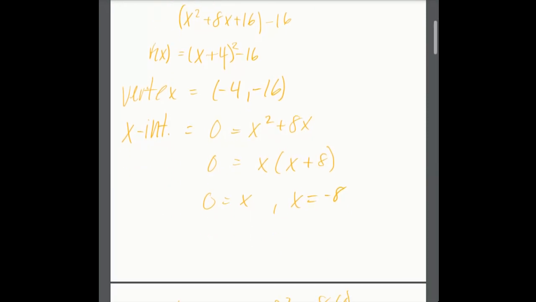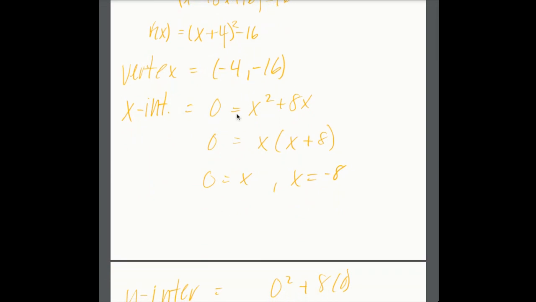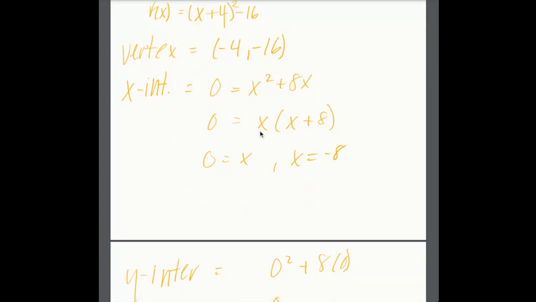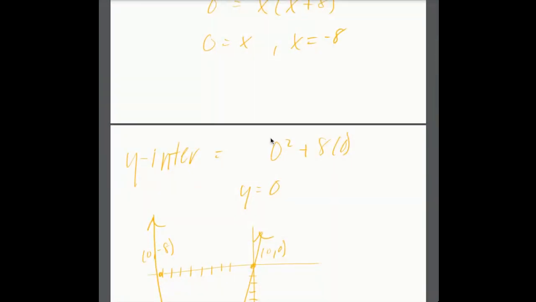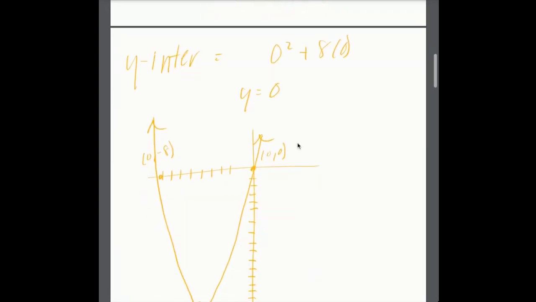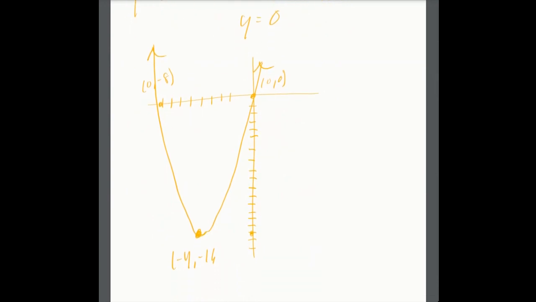Yes, the vertex, right. Then I find the x-intercept, so I set everything equal to 0. I factor that out. Then x equals 0, and x equals negative 8. Great. For the y-intercept, x equals 0, therefore 0 squared plus 8 times 0 equals 0. So y equals 0, and I graph it. Okay, let's see. So, right, because it's x squared, it's an upward parabola. We have negative 4, negative 16. We have 0, 0.